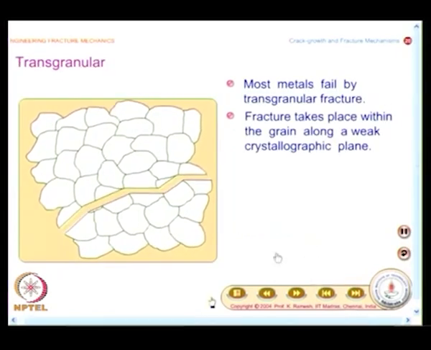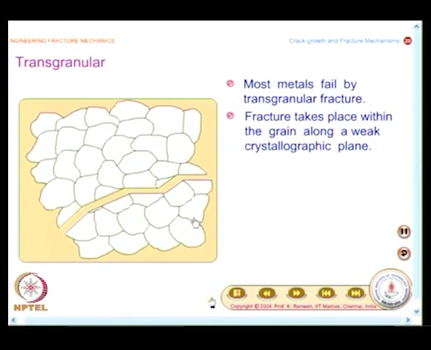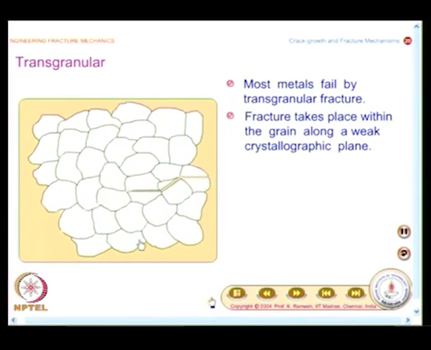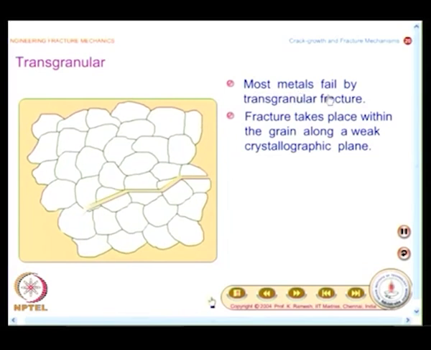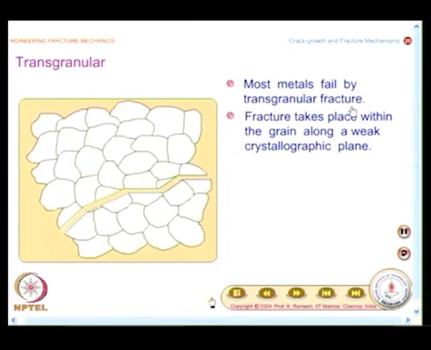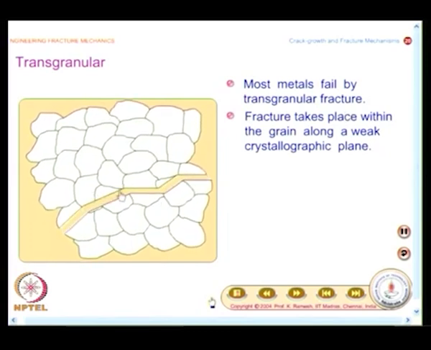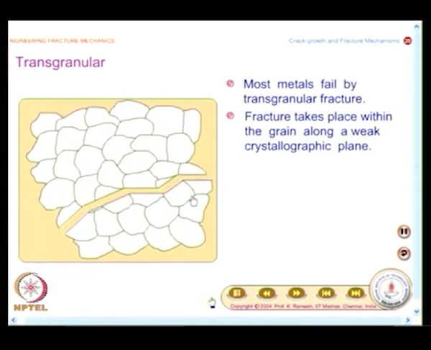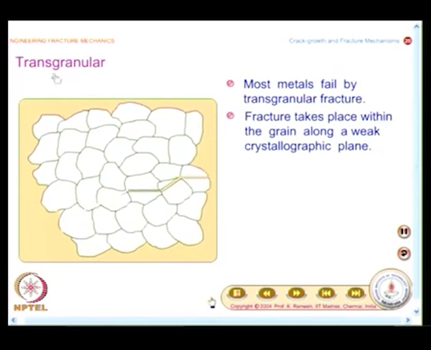And you also have two classifications of this kind of fractures. One is transgranular, that is what we had seen just now, and it says that most metals fail by transgranular fracture. So, this is the model. You have grains and you have cracks oriented in different directions in each of the grains, and you classify if a failure has happened like this as transgranular.